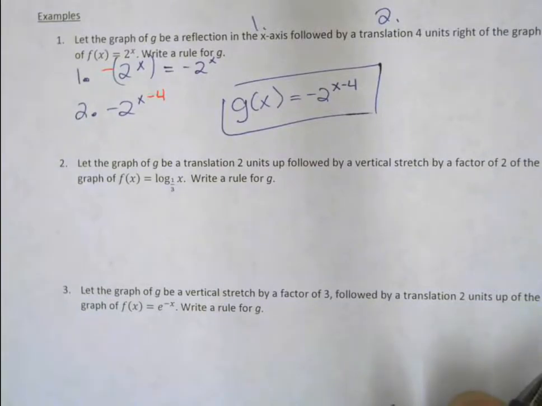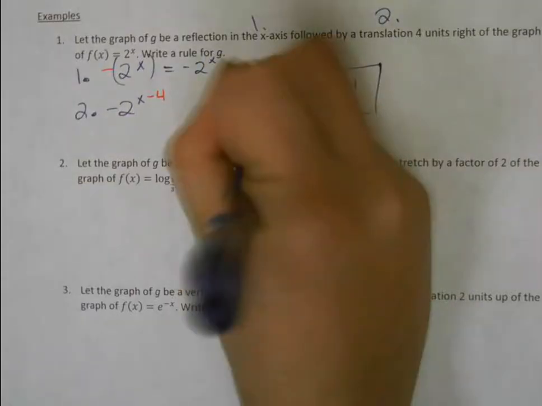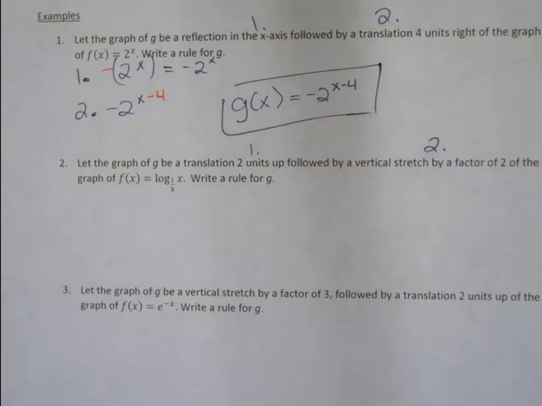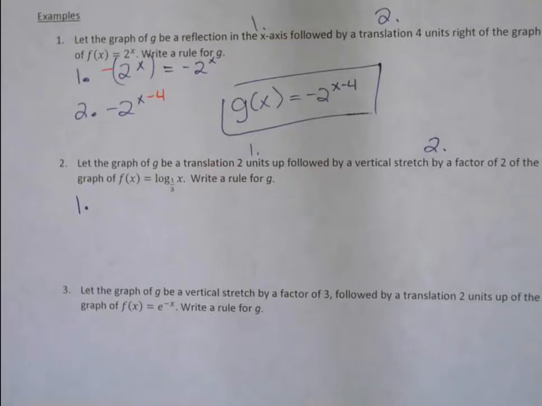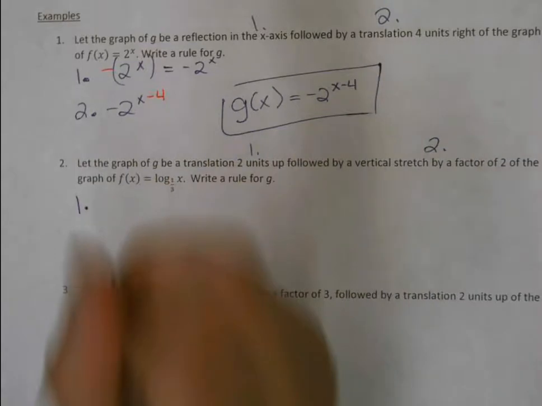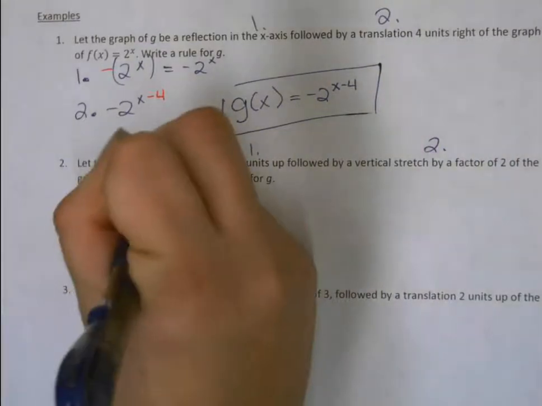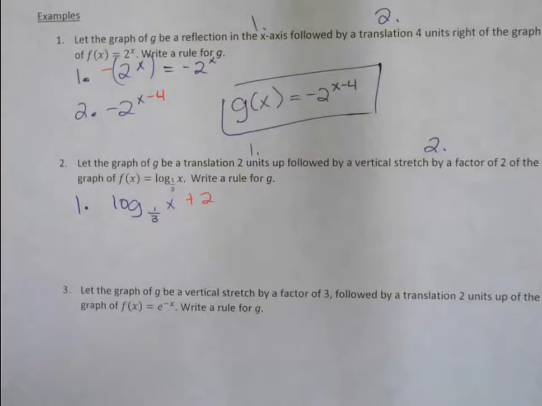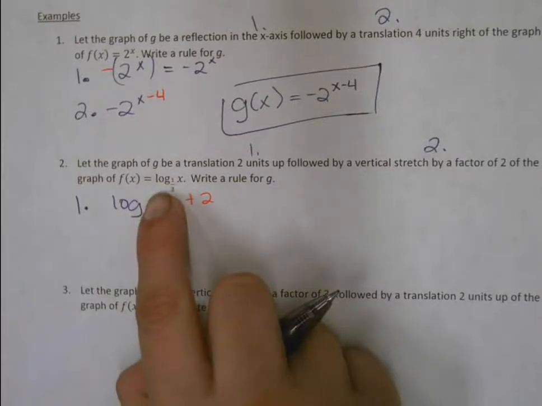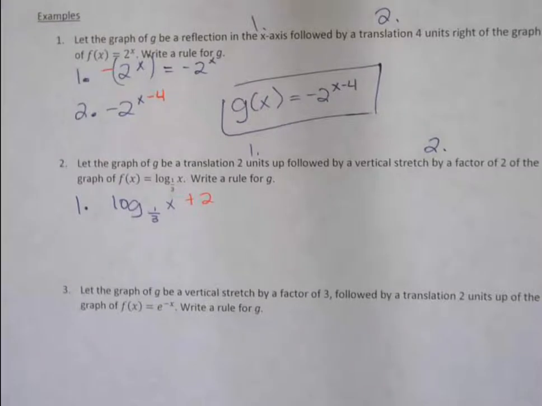Number 2. This one is moving 2 units up and vertical stretch by a factor of 2. So this one, what do I do for 2 units up? At the end. Okay, so that's my first step. Questions on my first step? Because that was my parent function.